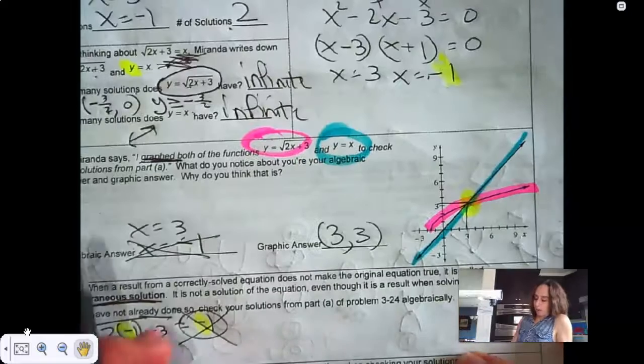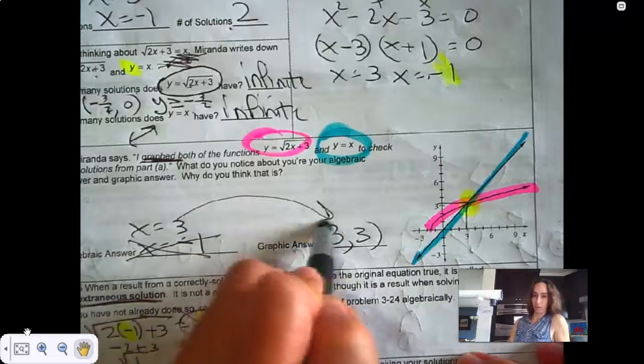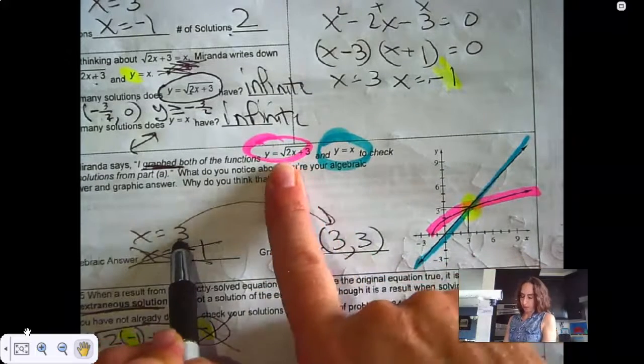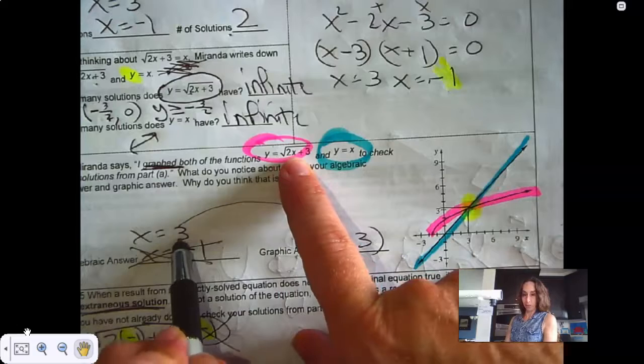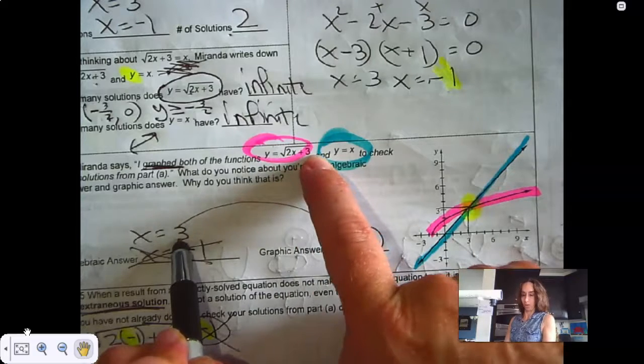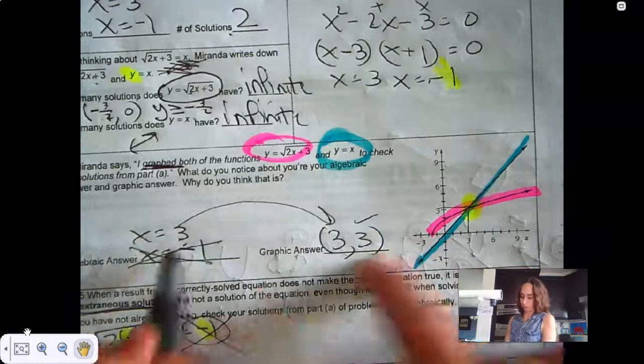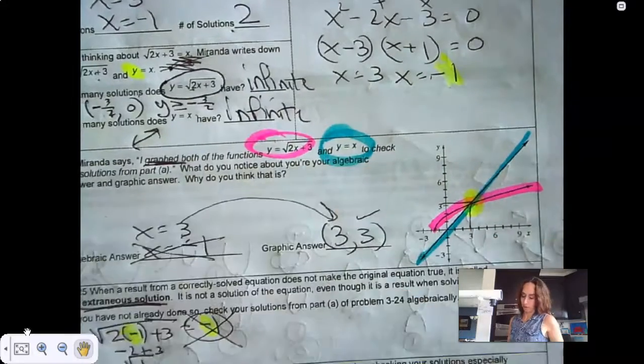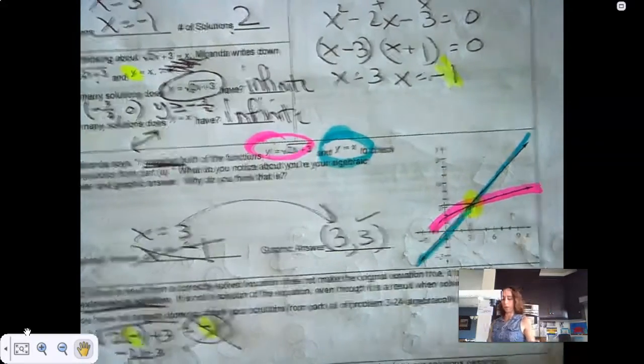Now, how would I go from this to this? Well, I could take the 3 and plug it in. 2 times 3 is 6. 6 plus 3 is 9. The square root of 9 is 3. Check. If x is 3, what do you think y is? 3, because they're equal. So this is getting into extraneous solutions.